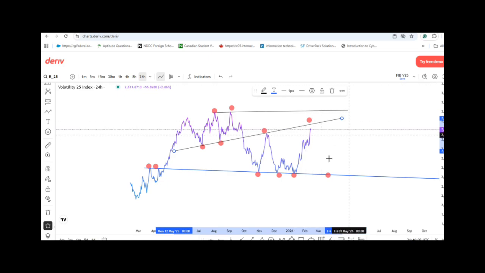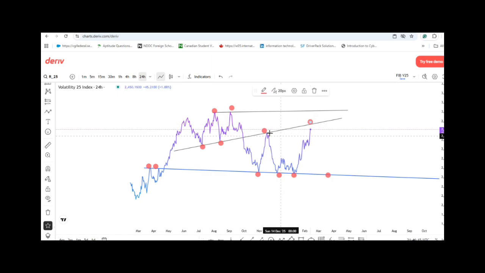So this is one simple way you can actually trade, do your analysis and make something out of the market. It is very, very simple. You just have to keep practicing. You have to keep practicing this until you become good at it. Now let's go to another market.